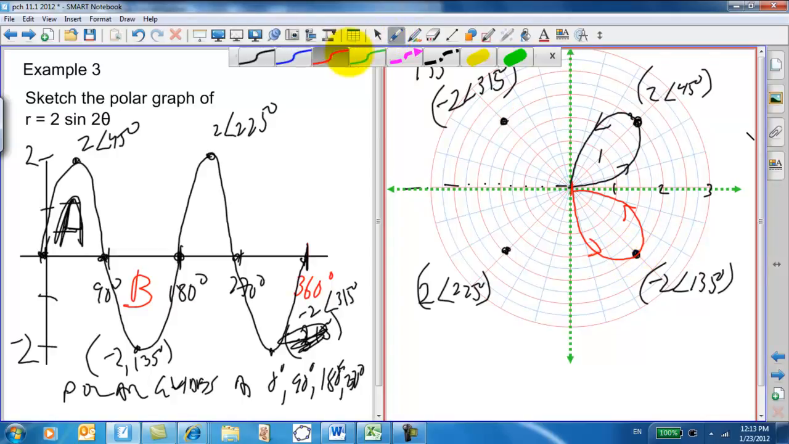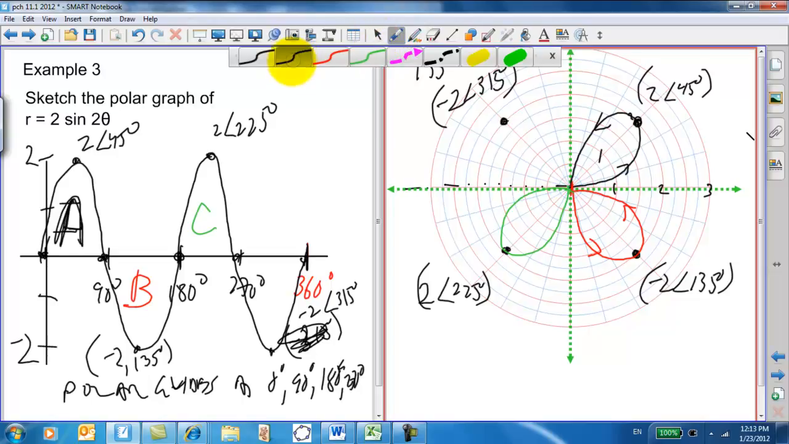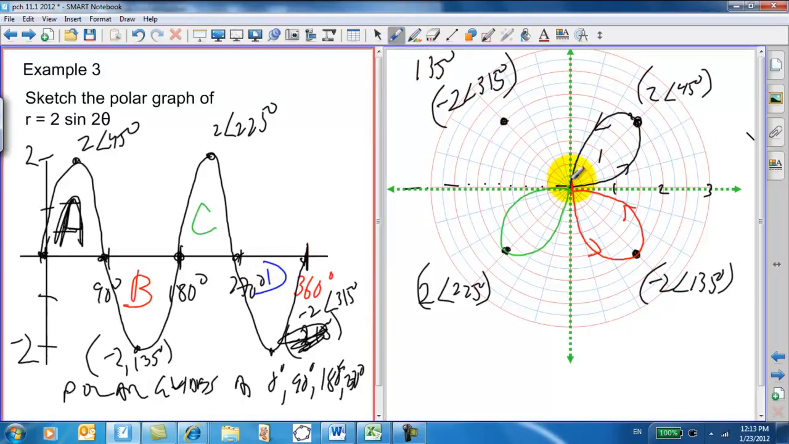Then let's look at C. C is from 180 to 270. Now we're back to normal positive r's again. So that's why C loops along here like this. And then for D, 270 to 360, which would normally be down here in the 4th quadrant, we end up going in the opposite direction like this.